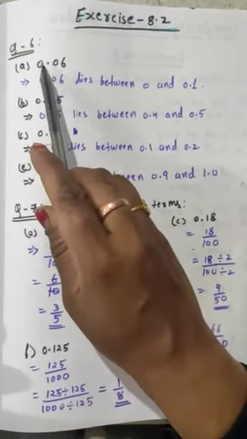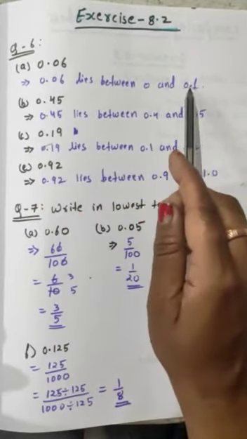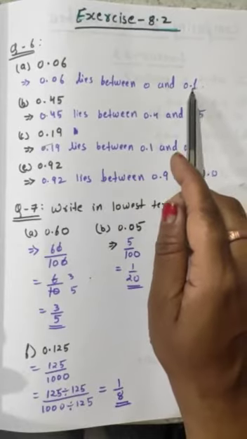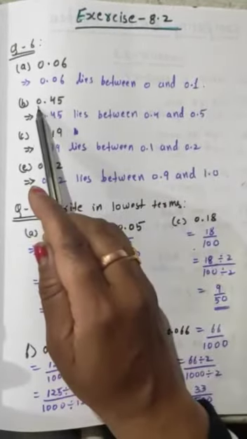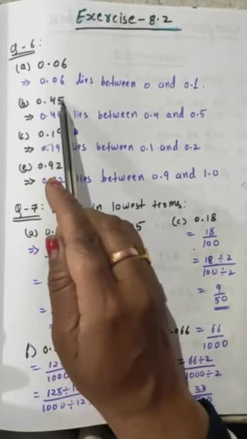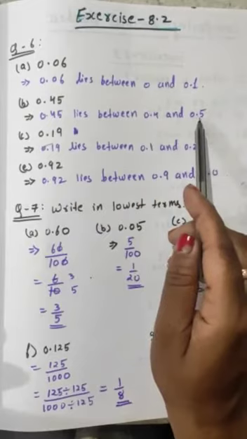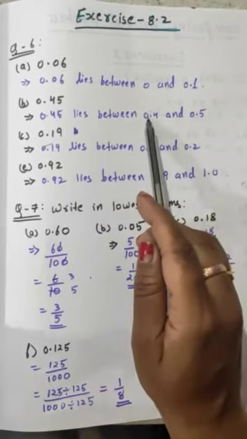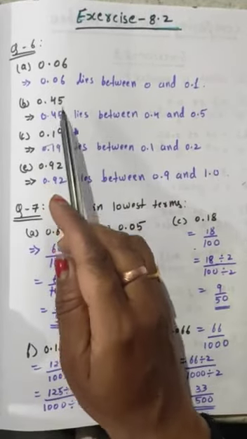Now you know this is 0.06. That means it will lie between 0 and 0.1. आपको सिर्फ 10th place लिखनी है. Remember, not the 100th place. Now this number is 0.45. So it will lie between 0.4 and 0.5. Okay, 0.4 और 0.5 के बीच में आ जाएगा आपका 0.45.